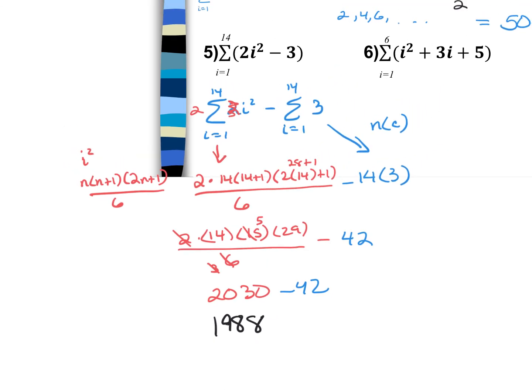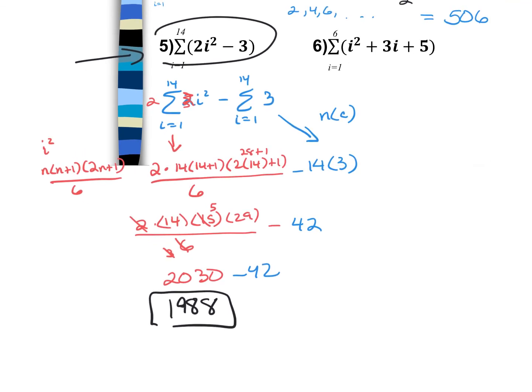So if I were to take and plug in 1, 2, 3, 4, 5, 6, all the way up to 14 into this, get all of those terms and then add them up, this is my sum. So it's a lot faster to use the rules and the properties. Let's try the last one.